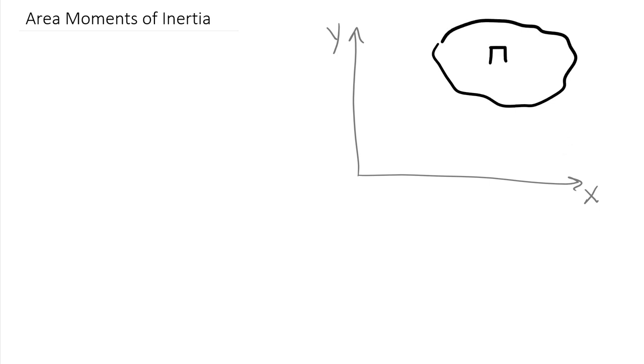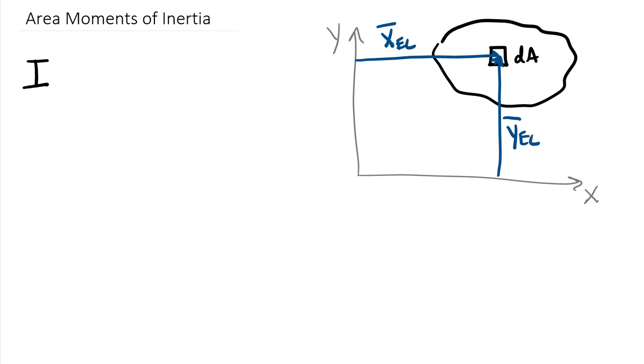Okay, so if we have an area and we have a little element here, a dA element, I'm going to show you first the integral form. We can measure the distance to the centroid of that element as x bar of the element. Same terminology we used for centroids. So the vertical distance would be y bar of the element. So the equation for the area moment of inertia is going to be I. Now, every single moment of inertia, it doesn't matter if it's a mass moment of inertia or an area moment of inertia, will be about a specific axis.